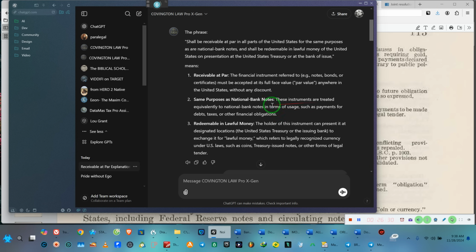These instruments were treated as the equivalent to national banknotes in terms of usage, accepted as payment, such as payments for debts, taxes, because they were acceptable as tax payments. That means they were legal tender because you can only use legal tender to pay taxes. Or other financial obligations, redeemable in lawful money. Don't focus on the redeemable, focus on the receivable at par and for the same purposes as national banknotes.